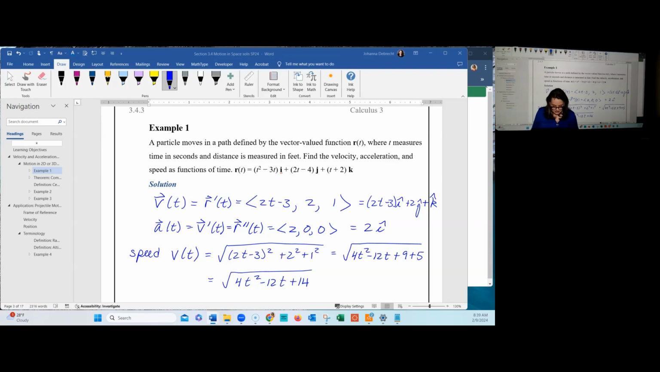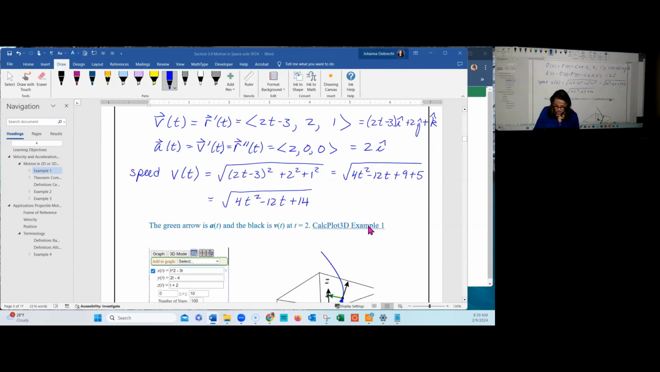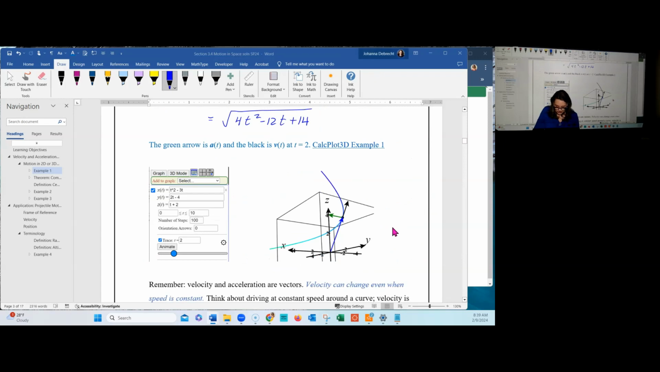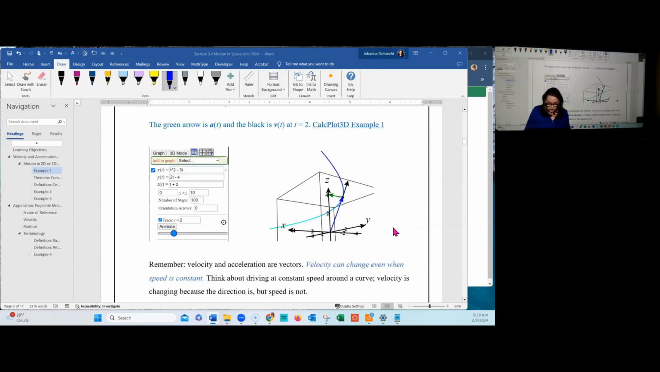Let's go ahead and take a look at the picture of this. You can see right here what it looks like in this picture, and I'll show it to you in CalcPlot 3D. There is a link right here, and this is calculated when t is equal to 2. The green arrow represents the acceleration, and the black arrow is the velocity. The velocity, again, is the tangent vector. Not necessarily the unit tangent vector, but the tangent vector.